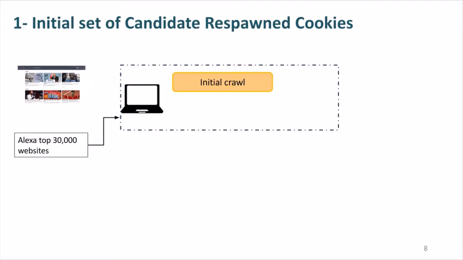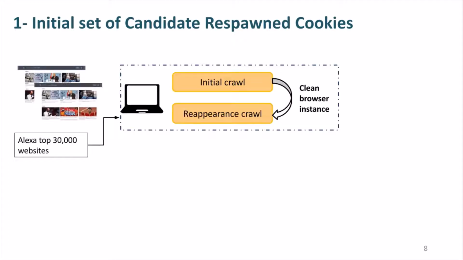Now, how to study cookie respawning with browser fingerprinting in the wild? In the following, I will summarize our methodology. For this work, we studied the Alexa top 30K websites. For every website, we make a first call that we refer to as the initial call. Then we clean all browser storages, including cookie storage, open a new browser instance, and perform a second call that we refer to as the reappearance call.